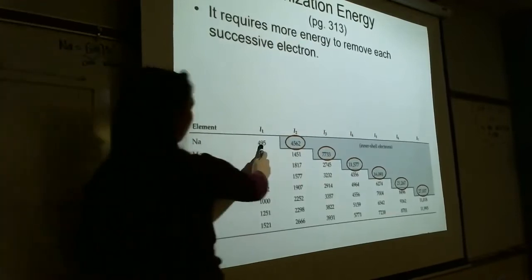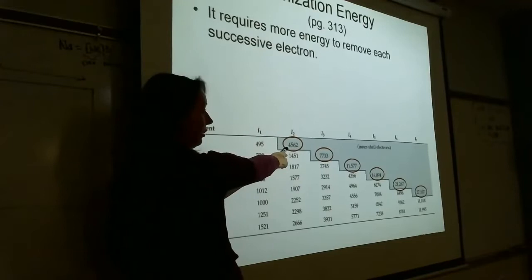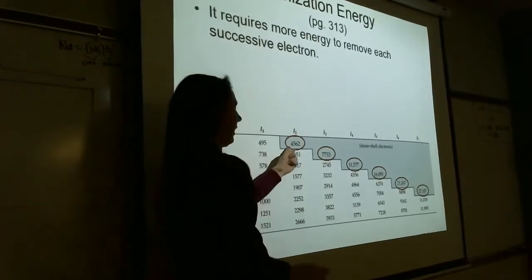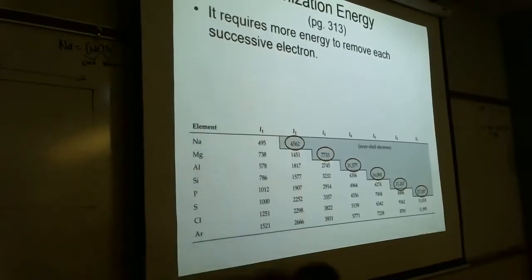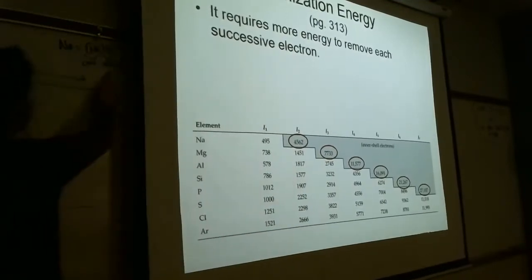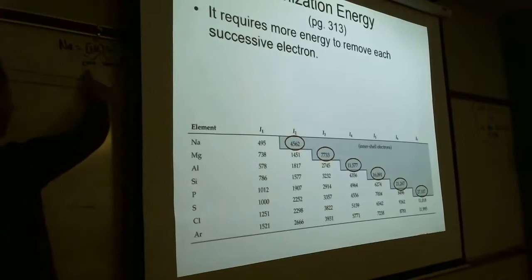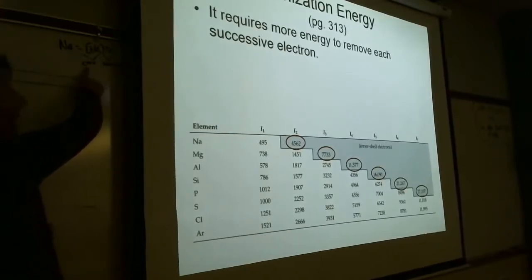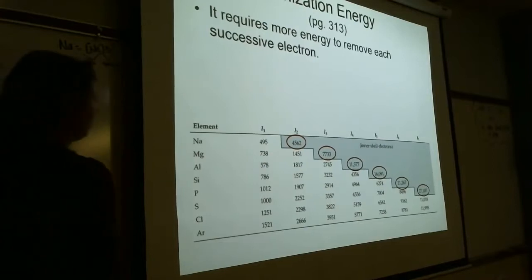Look what happens when we get to the second ionization energy. If you're trying to make Na 2+, look how much energy that takes. Woo, that's a lot. Why? Well, because the first was getting rid of a valence electron. This is getting rid of a core electron, right? A core electron is a lot harder to remove than a valence electron.